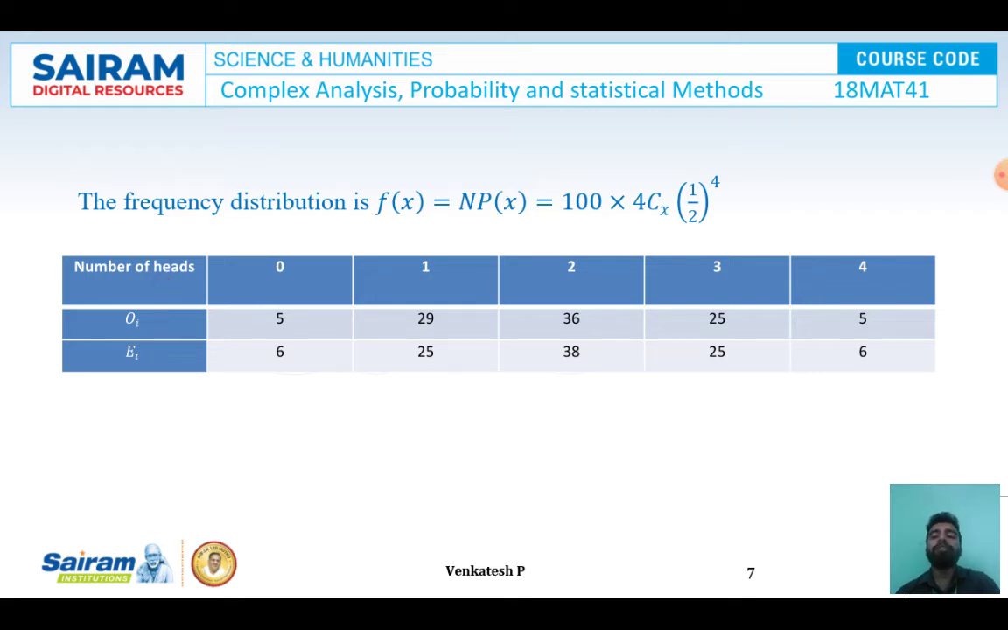The number of heads, observed frequency, expected frequency. At x is equal to 0, it is 5 and 6. X is equal to 1, 29 and 25. X is equal to 2, 36 and 38. X is equal to 3, 25 and 25. X is equal to 4, 5 and 6.